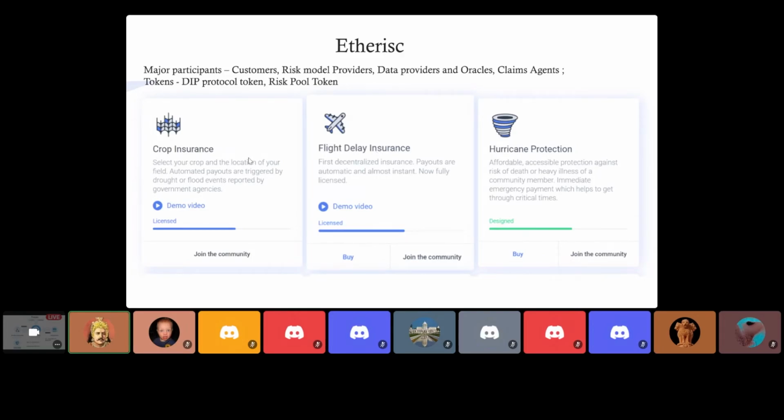We'll have to put in the crop and the location of the particular field, and then the payouts will be triggered based on the data from the government agencies. So this is just straightforward practical use cases that Etherisk is building on. But again, there is one other issue over here. Sorry, two other issues are there.